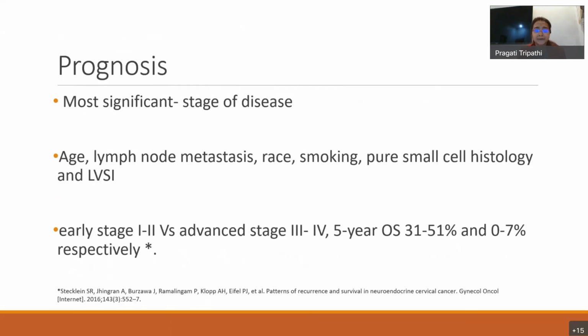Now the prognosis. Even after multimodality treatment, it has been found that the prognosis of this cancer is very poor. And the most significant prognostic factor is stage of the disease. Other factors are age, lymph node metastasis, race, smoking at the time of diagnosis, pure small cell histology, and lymphovascular stromal invasion. The overall 5-year survival is 36%, and the median survival is around 22 to 25 months.